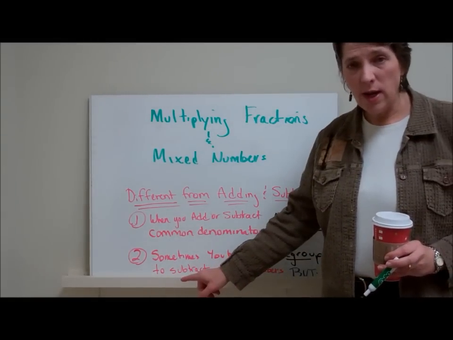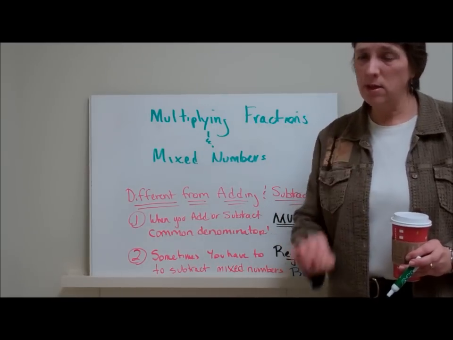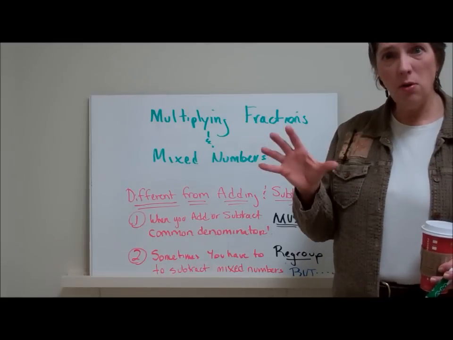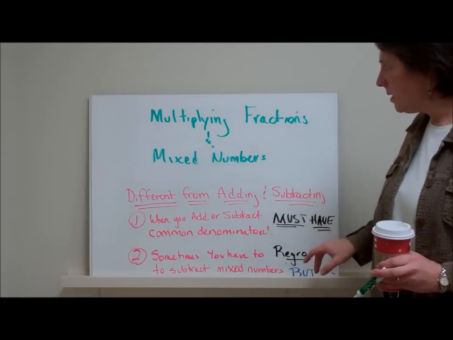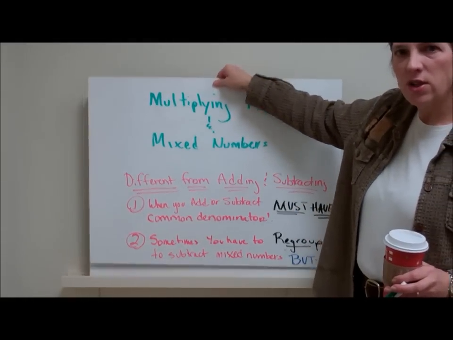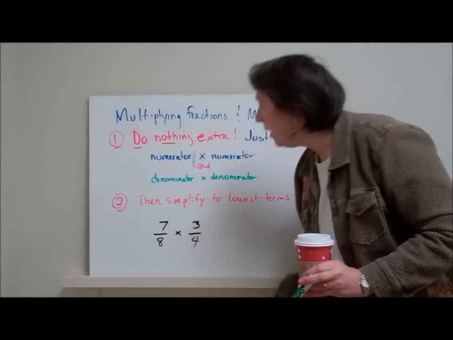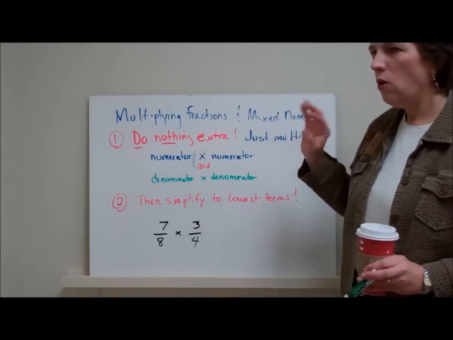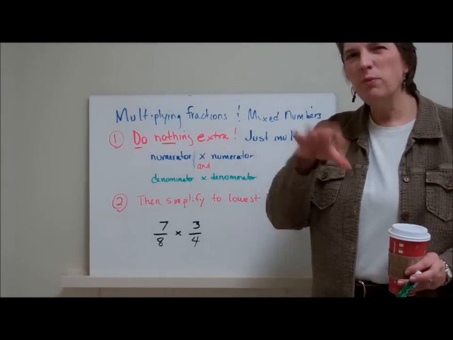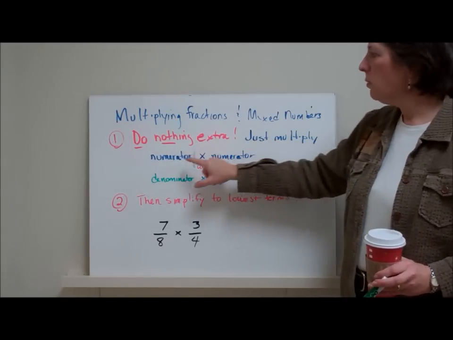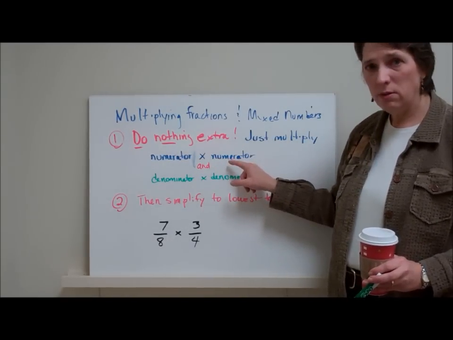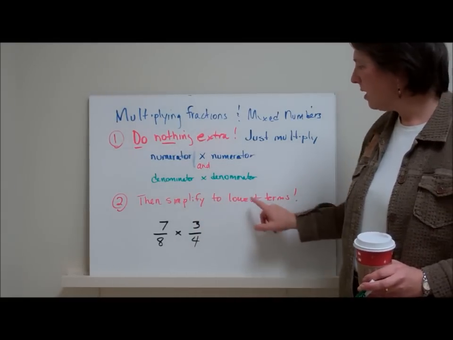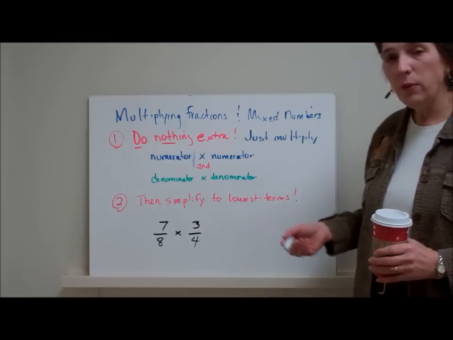Sometimes when you're subtracting mixed numbers, you have to regroup to subtract the mixed numbers. To borrow, remember? But when we multiply fractions and mixed numbers, we do nothing extra at the beginning. We don't get a common denominator. We don't regroup and borrow. We just multiply the numerator times the numerator, and the denominator times the denominator, and then we simplify to lowest terms. So here we go.